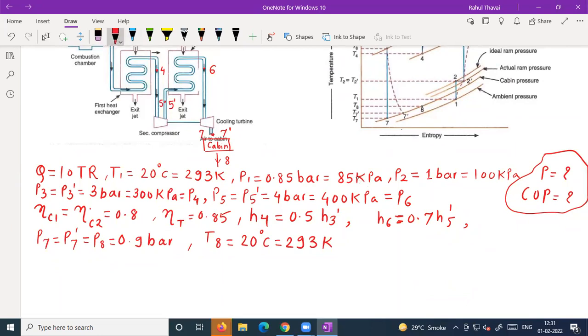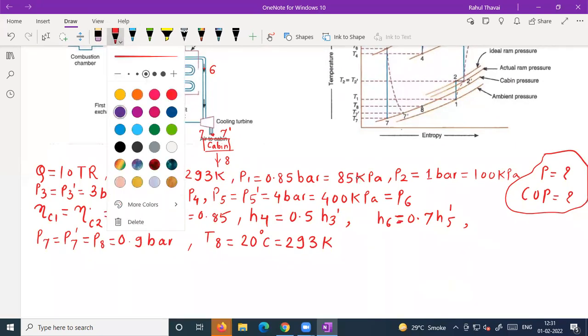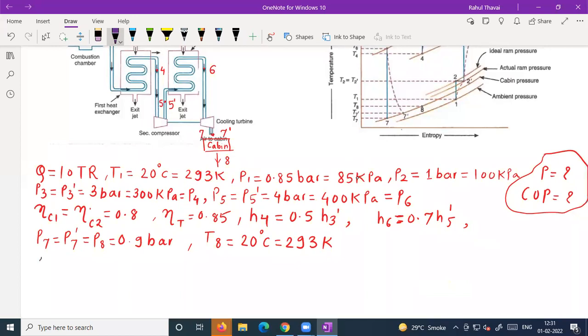Okay, let us start with the solution now. I'll just write down here for isentropic process, for isentropic process, 1 to 2. 1 to 2 is an isentropic process.